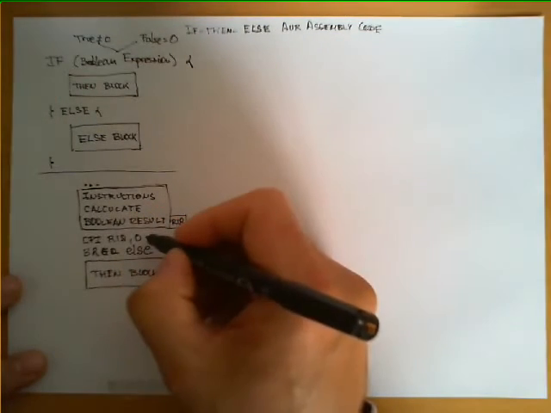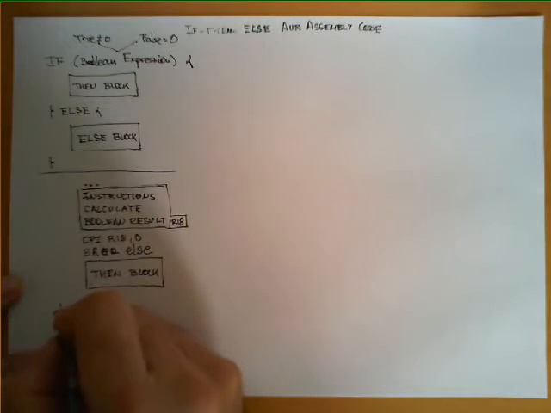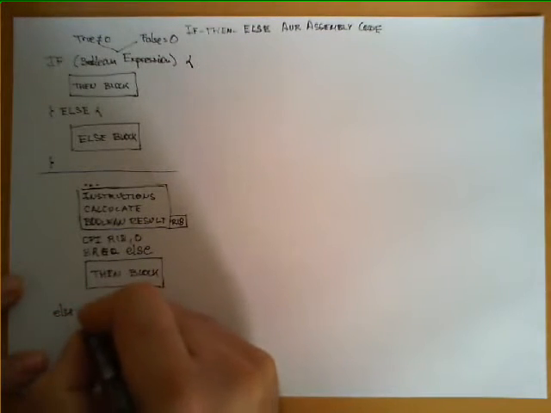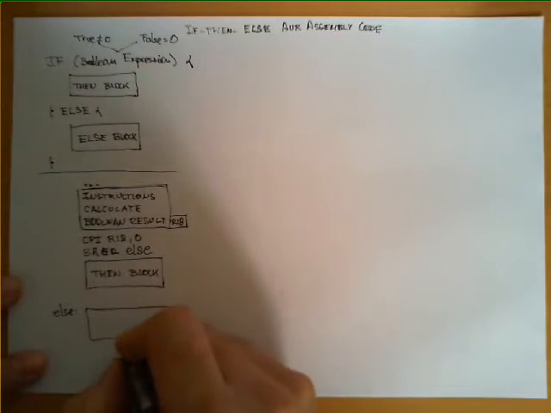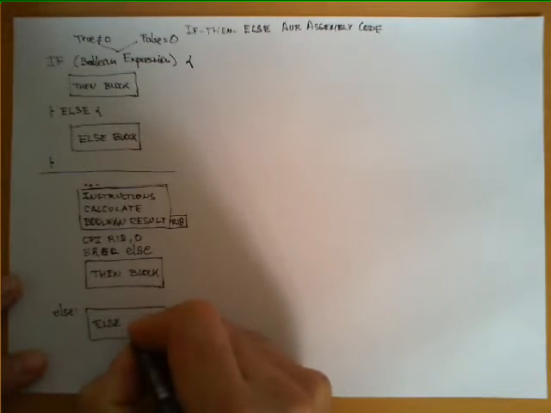Otherwise, if the result is equal to 0, what we want to do is jump to a location in the code which we denote with a label, and it's going to contain the instructions that implement the else block.